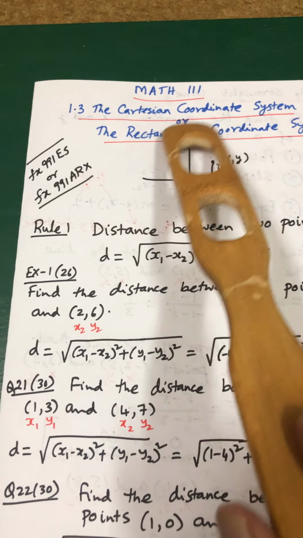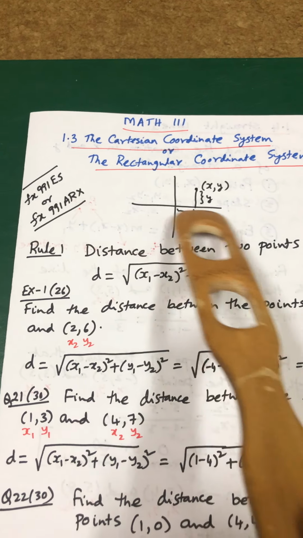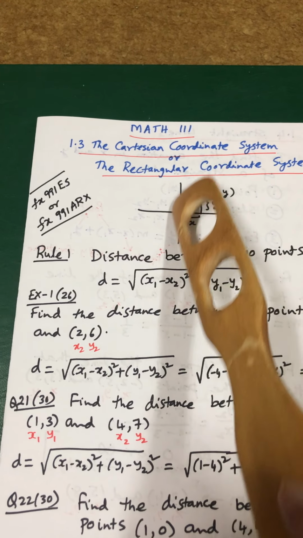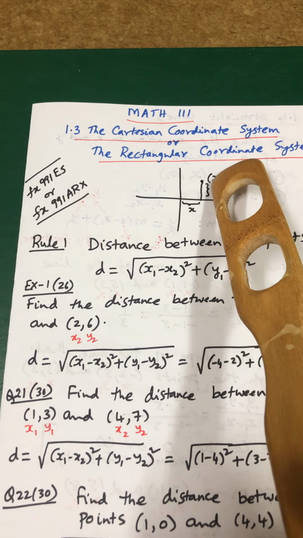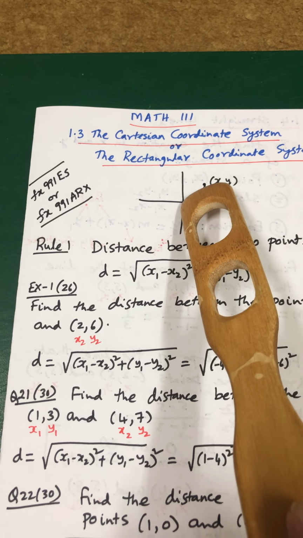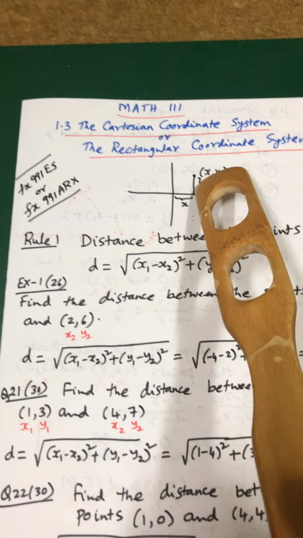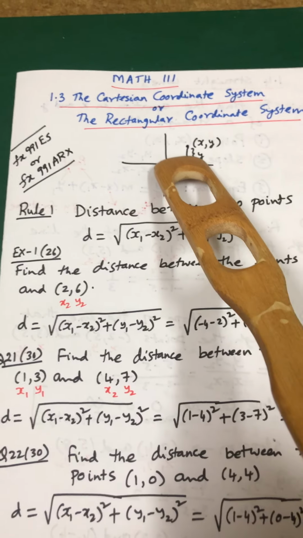The Cartesian coordinate system means the usual one which you know, this is the x-axis and this is the y-axis. If you take any point here, usually we write x comma y, where x is called the x distance and y is called the y distance. This is called the Cartesian coordinates.